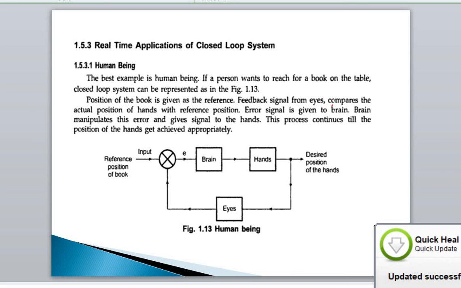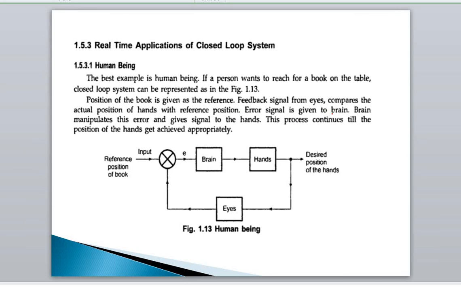Feedback signal from the eyes compares the actual position of the hands with the reference position. Error signal is given to the brain. The brain manipulates this error and gives signal to the hands. This process continues till the position of the hand is achieved appropriately and the hand is able to touch the book and picks up the book.